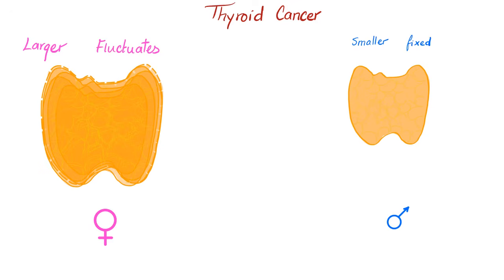Next, let's talk about thyroid cancer. First, the thyroid gland is larger in females than males. This is point number 1. Point number 2, the thyroid gland in females fluctuates with hormonal changes, with menstruation, and with pregnancy. On the other hand, the thyroid gland in male is as fixed as a male copulatory organ in the pre-orgasmic phase. And here is the 64,000 question.